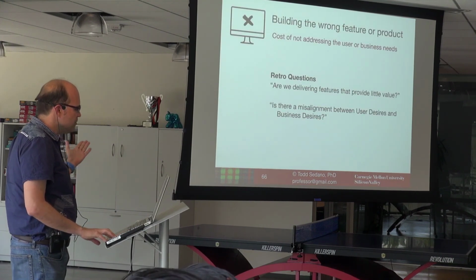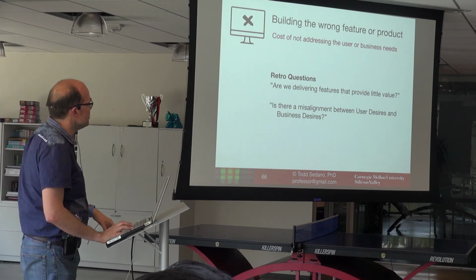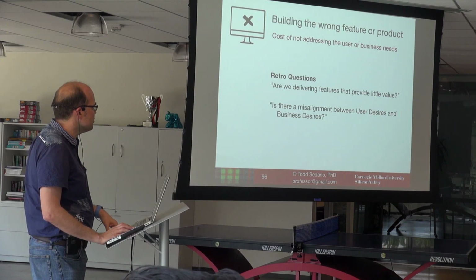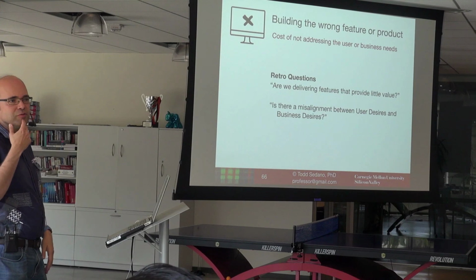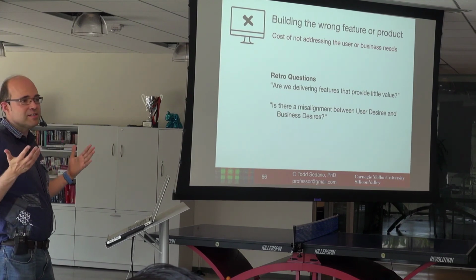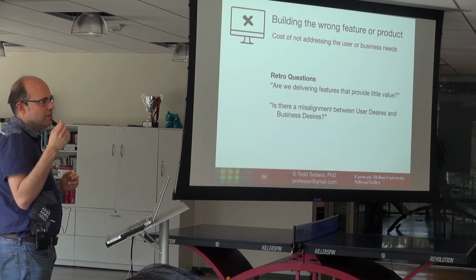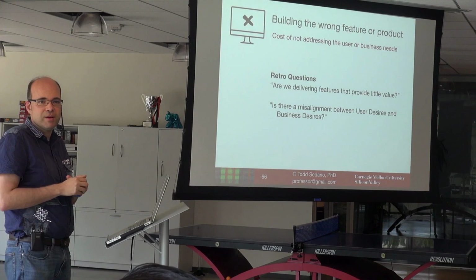So for the cost of building the wrong feature or product, we can ask the question, are we delivering features that provide little value? Or is there a misalignment between user desires and business desires? So my call to action for us as a group is to say, hey, let's try this experiment. I'm looking for teams that are willing to try reading one of these questions once a week for a number of retros to see what happens.